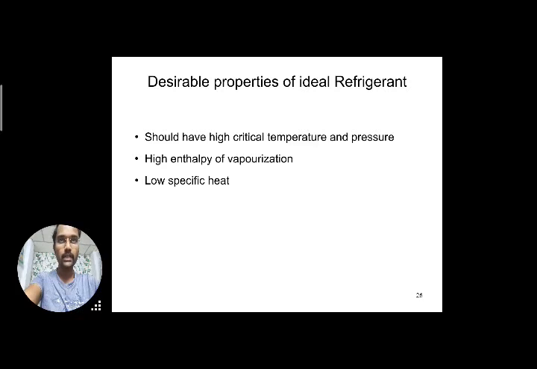So an ideal refrigerant, for example ammonia, should have high critical temperature and pressure, high enthalpy of vaporization, and low specific heat. I'm not explaining these properties because we already know all these things. Just note down the properties that have to be present in the ideal refrigerant: low specific heat, low molecular weight, and chemical stability.